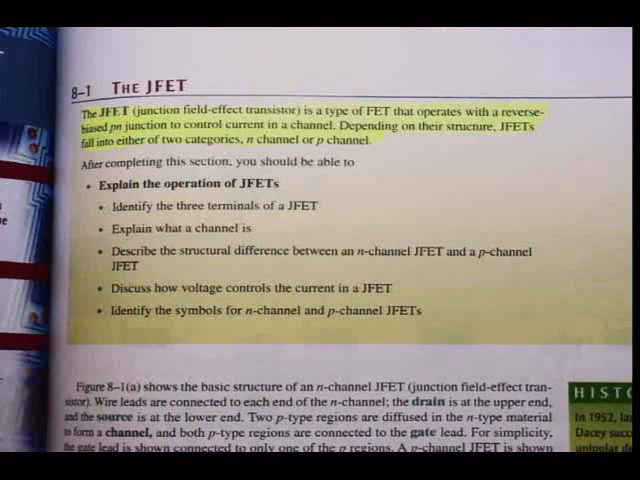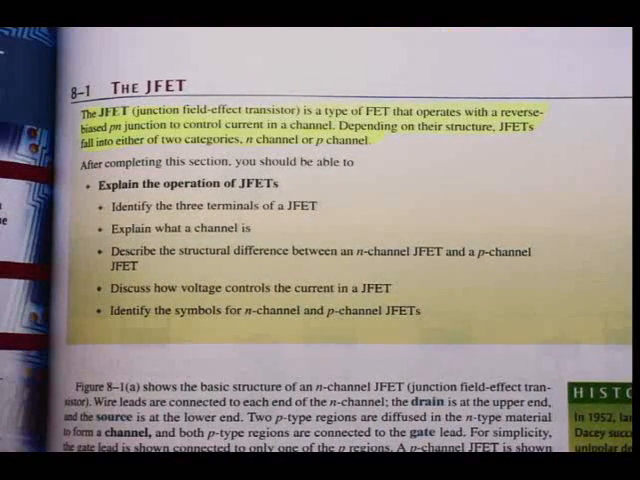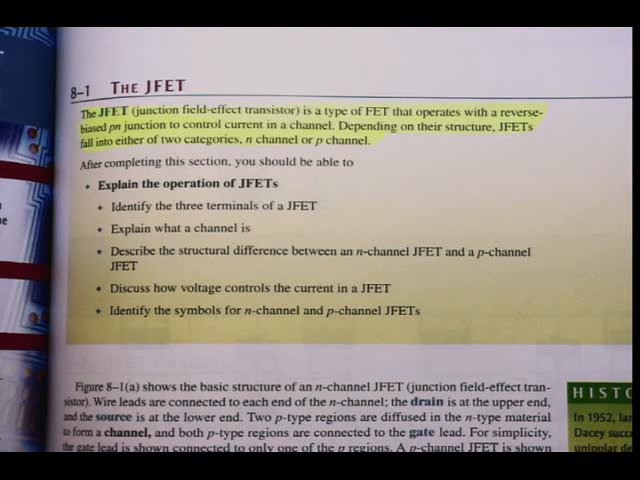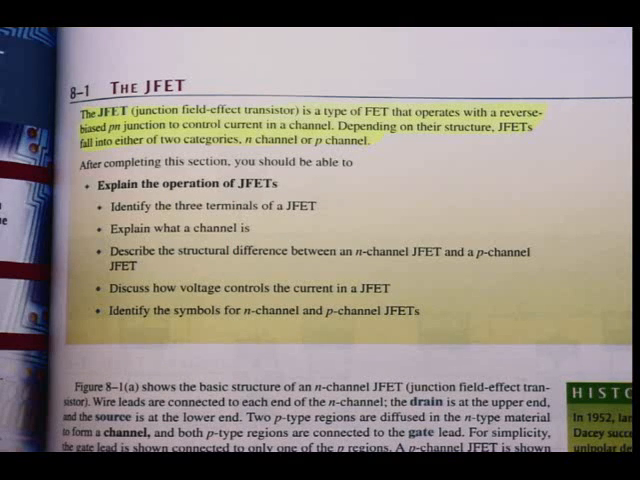The JFET, junction field effect transistor, is a type of field effect transistor that operates with a reverse biased PN junction to control current in a channel. Depending on their structure, JFETs fall into either of two categories, N-channel or P-channel.